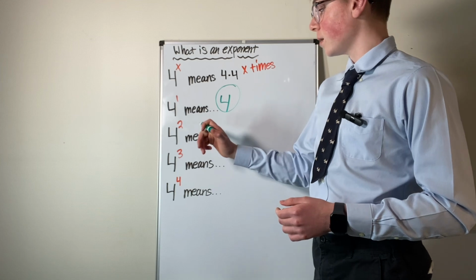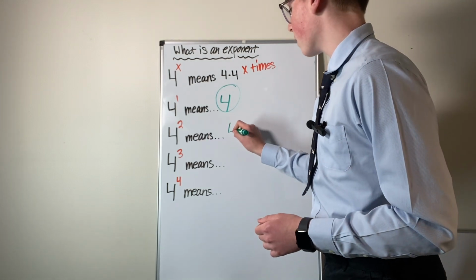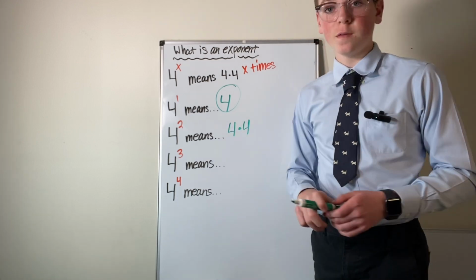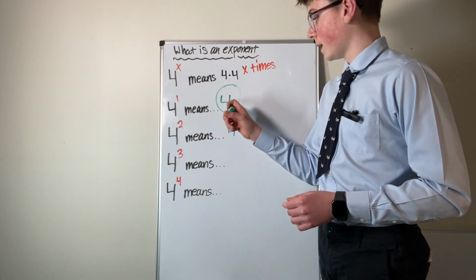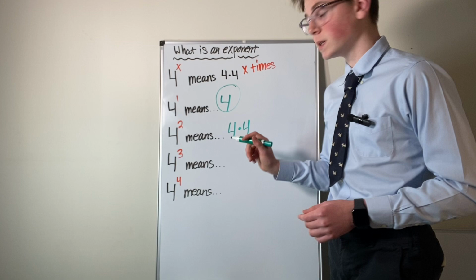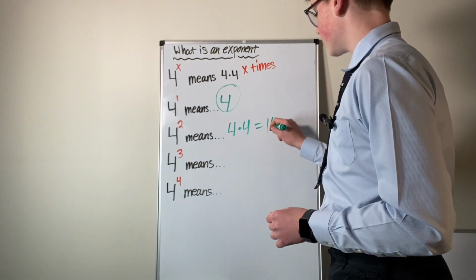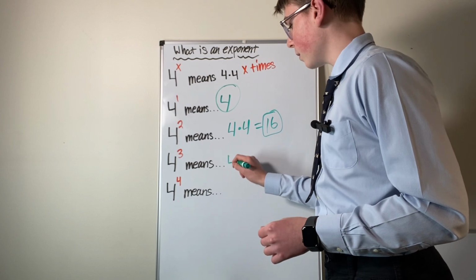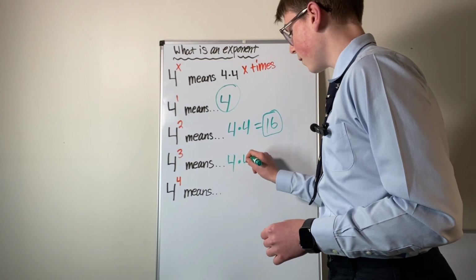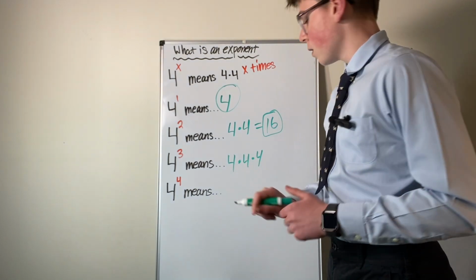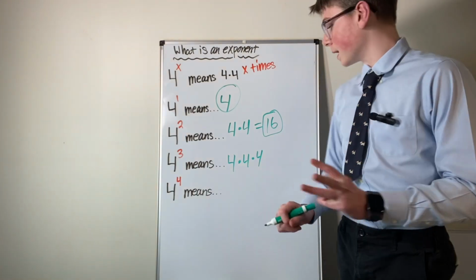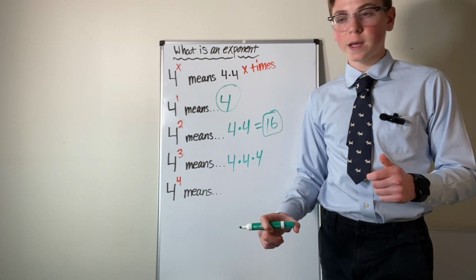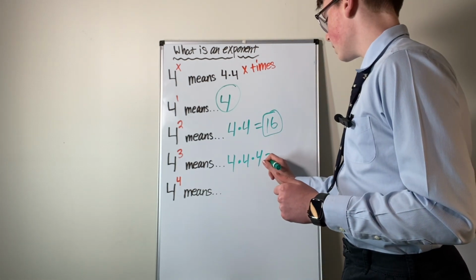4 squared, which would be 4 times 4. So 4 times itself twice, because this is 4 times itself once, and that would equal 16. Then 4 cubed. Well, that would be 4 times 4 times 4, 4 times itself 3 times. So that would be 4 times 4 is 16, times 4 again is 64.